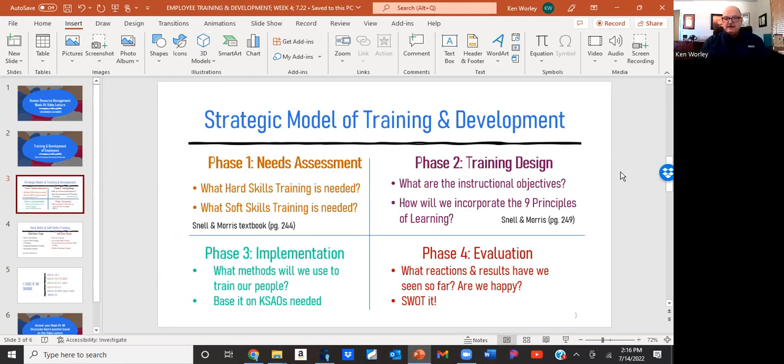So the first phase is what is needed. We're going to train some people. What do we need them to be trained in? Well, 2 primary categories of training for any organization or any job are hard skills and soft skills. Now, that doesn't mean that the hard skills are more difficult to learn and the soft skills are a piece of cake. It's actually instead something that we're going to break down and get into a little bit more on the next slide. But both types of skills are necessary in order for someone to be successful in most jobs nowadays.